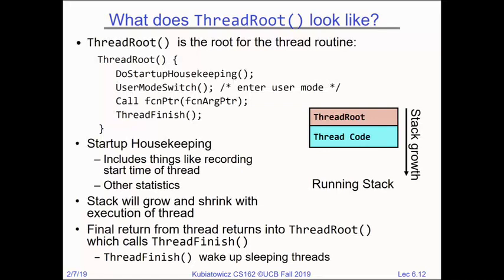So in this case, thread root is like the parent stack frame of everything. Yeah. It's not really on the bottom. It's the thing that's running, and eventually, for instance, when this thread code returns back to thread root, it finishes from here and calls thread finish, at which point we have to go back into the kernel to exit and throw it out. Good. Okay?